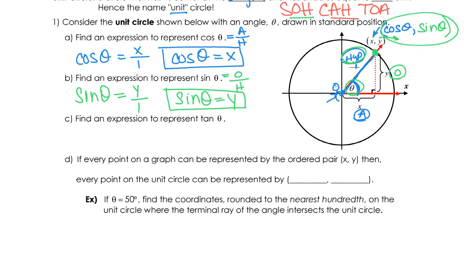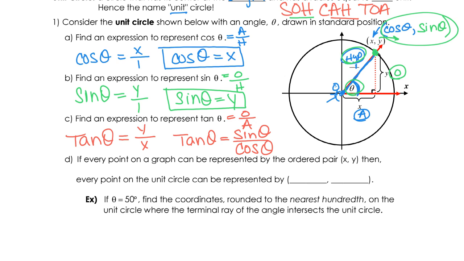Next one up, in part C, says find an expression to represent tangent theta. Well, remember, tangent theta equals your opposite over your adjacent, according to SOHCAHTOA. And our opposite side is y. So we're going to say tangent theta equals our opposite side, which is y, over our adjacent side, which is x. However, I'm going to fix that up. Tangent theta equals y, which is really sine theta, over x, which is cosine theta.